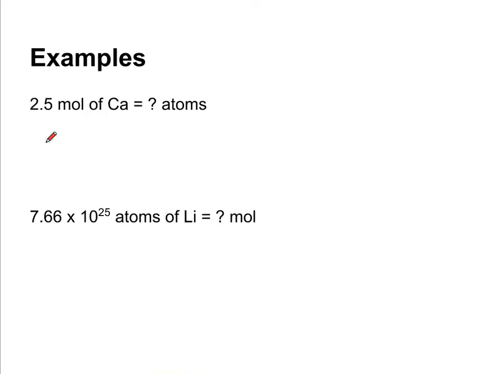We can do some simple calculations to convert between moles and number of atoms. In this first example, we've got 2.5 moles of calcium. We want to figure out how many atoms that is. We're going to start with the number they gave us, 2.5 moles of calcium. And what we need to do is some dimensional analysis. We want to cancel out the units of moles and get to the units of atoms. Remember, in dimensional analysis, the units you want to cancel out go on the bottom of a conversion factor, and the units you want to get to go on top.